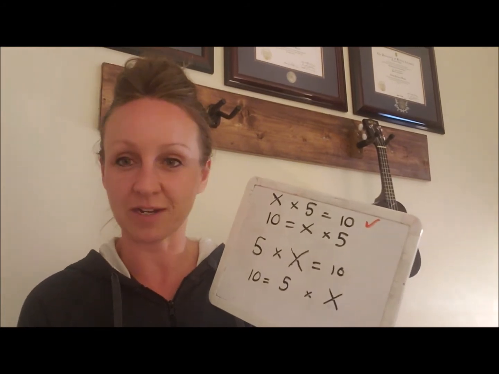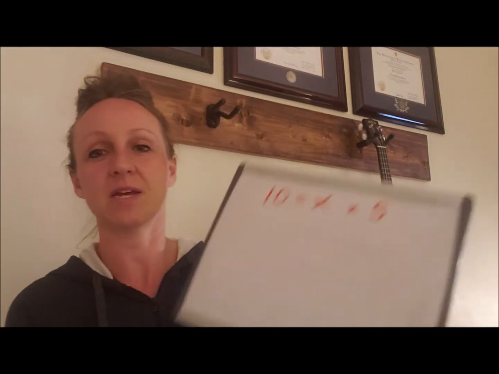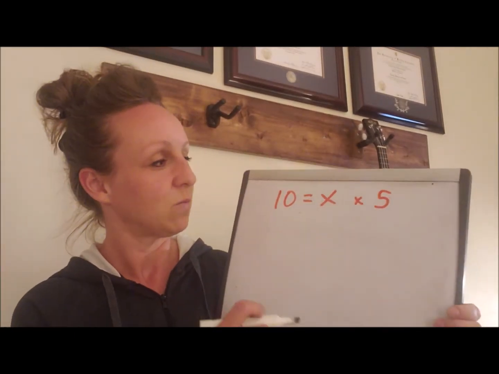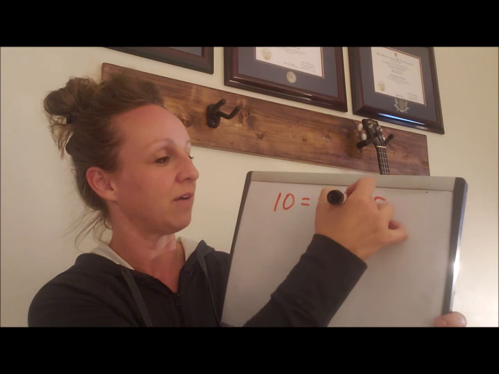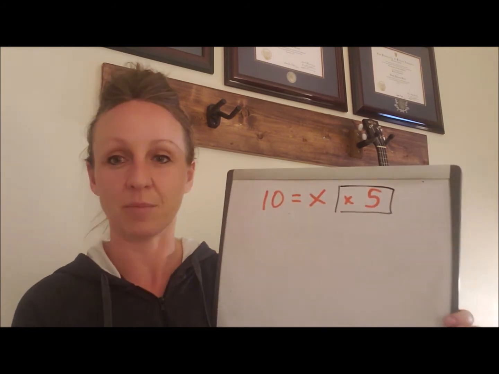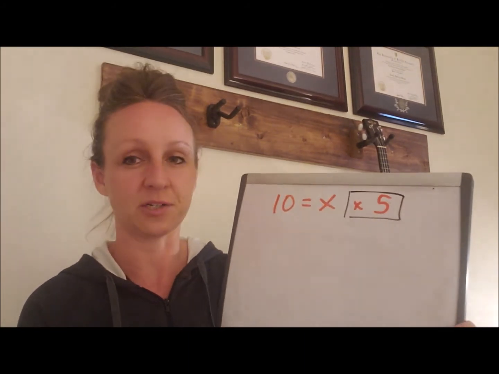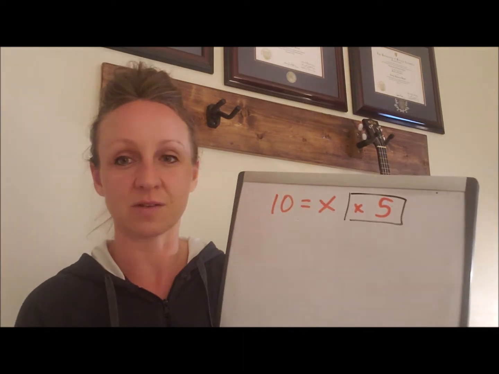This again is set up quite nicely for us. So let's take a look at this. 10 equals x times 5. What we need to do is get rid of the number and the operation so that we can have the variable x all on its own.